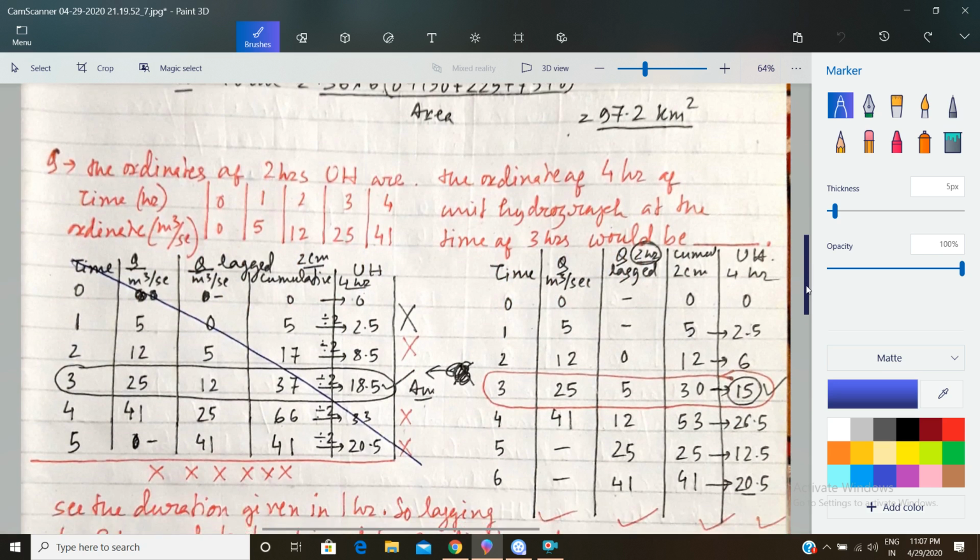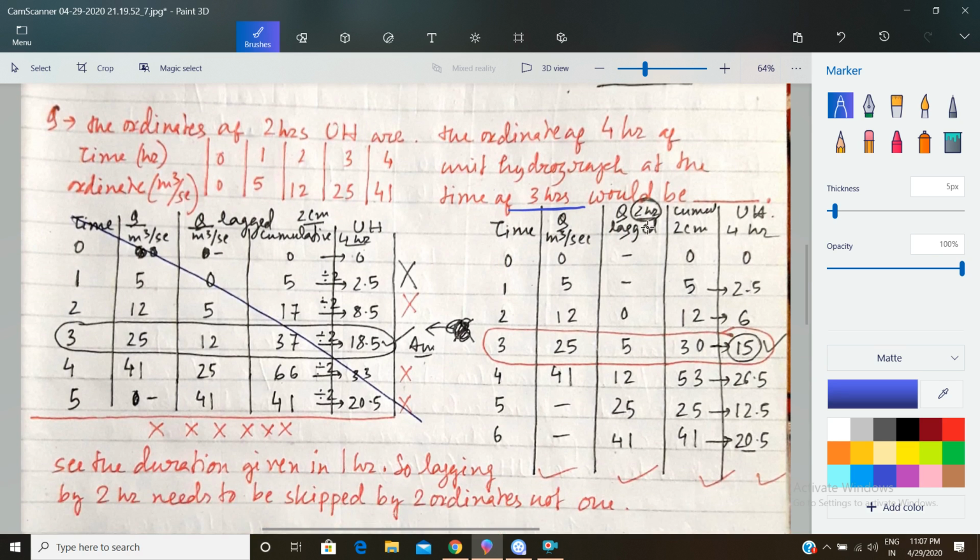The ordinates of a 2 hour unit hydrograph are given. We need the ordinates of a 4 hour unit hydrograph at the time of 3 hours. We need to know the ordinate of the unit hydrograph at the time of 3 hours. What will it be? See, the ordinate of the 4 hour unit hydrograph. Now it is given as a 2 hour unit hydrograph. We will lag it by 2 hours, then we will get the 4-hour unit hydrograph.